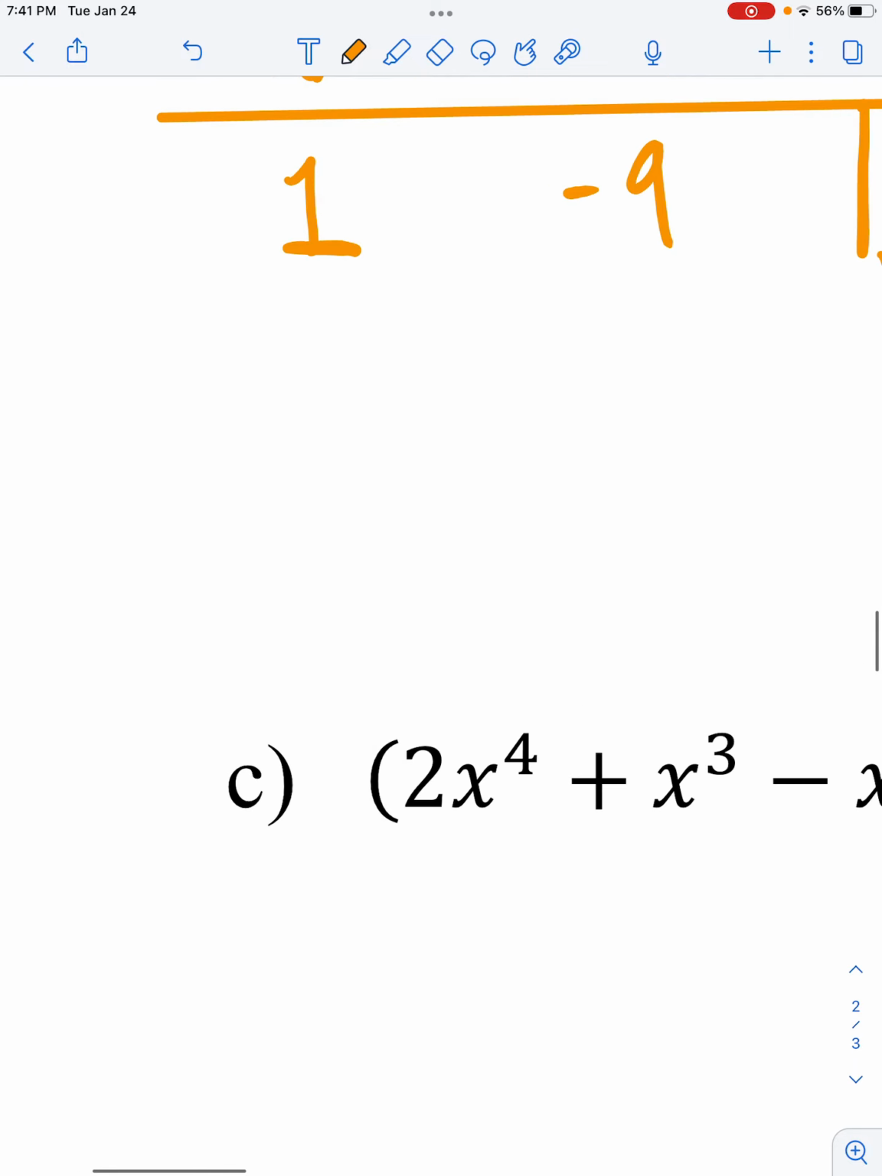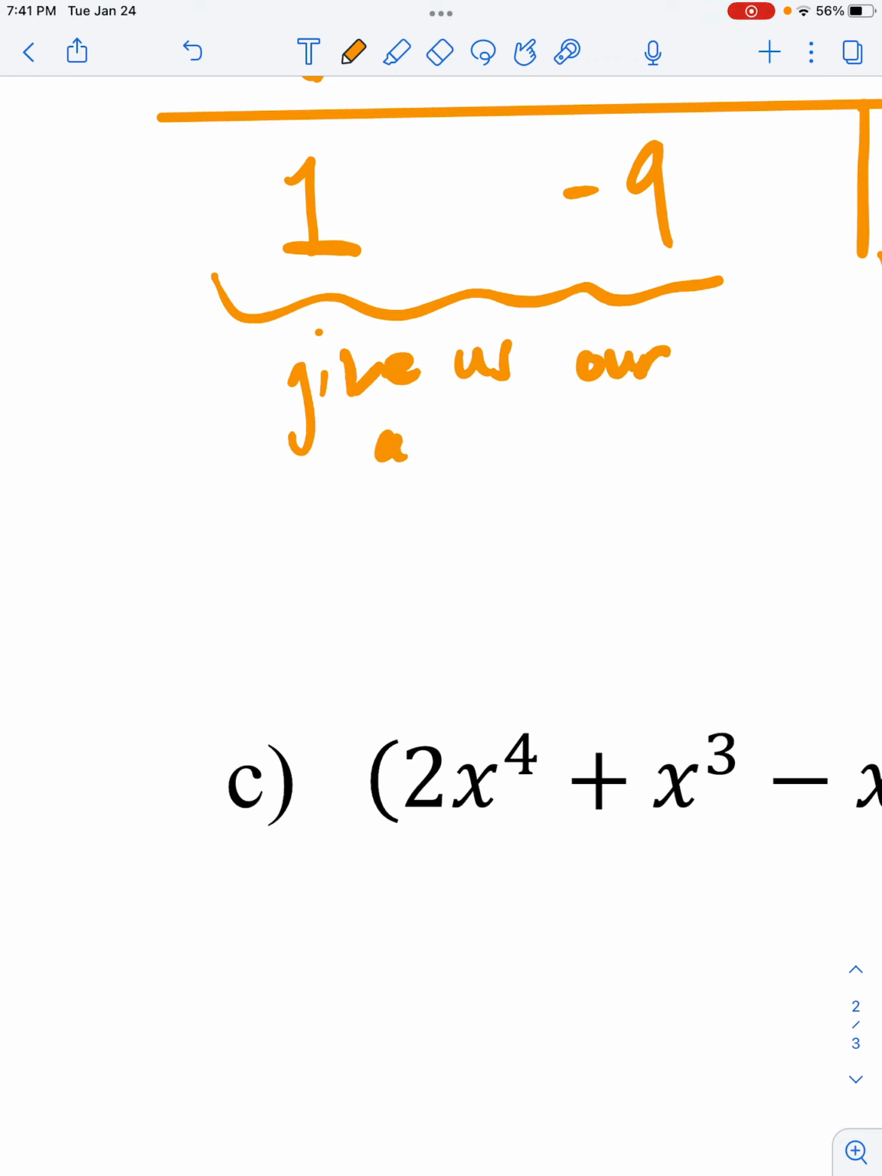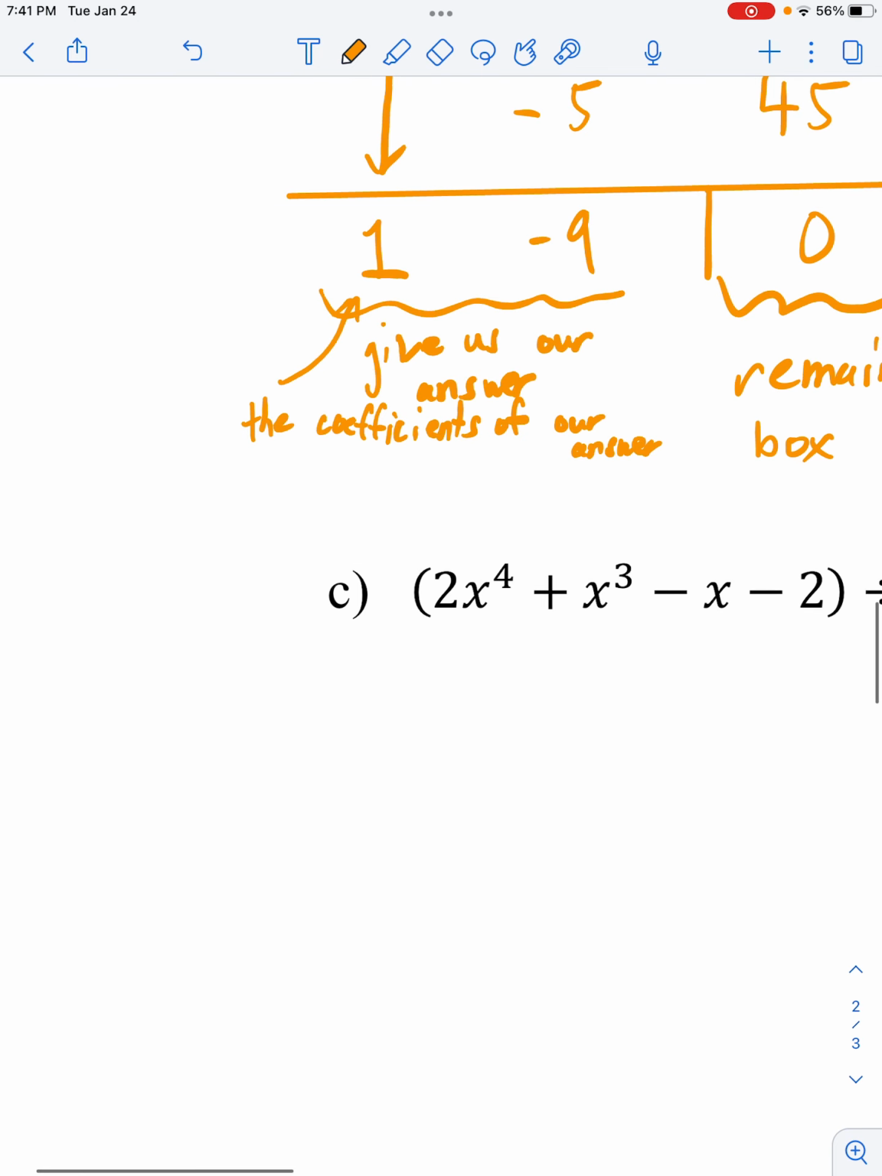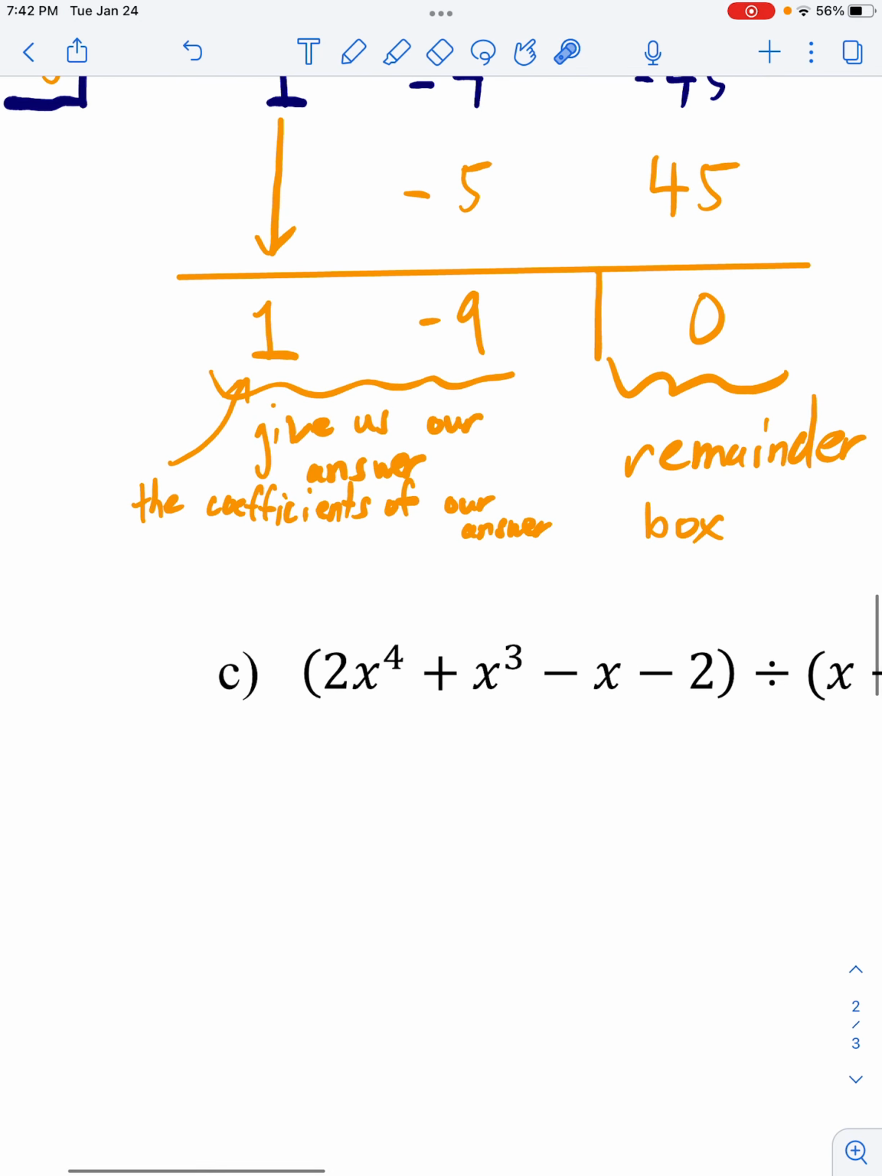These two numbers give us our answer. A more precise way to say that is these are the coefficients of our answer. Okay, so it's in ascending degree term. So go from right to left.